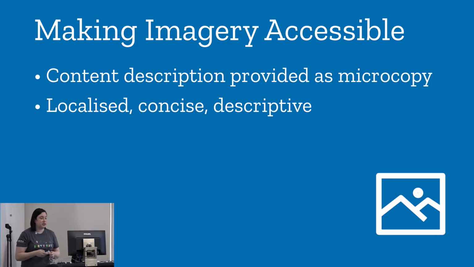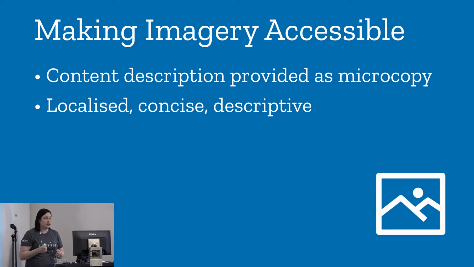So most designers and developers know you have to have alternative text. You have to have a content description. And once again, this needs to be localized and concise and descriptive. But don't just expect a developer to thumbsuck it. Especially a developer on a deadline is going to give bad copy. So rather provide a content description as microcopy instead of asking the developer to actually go and write that copy themselves.